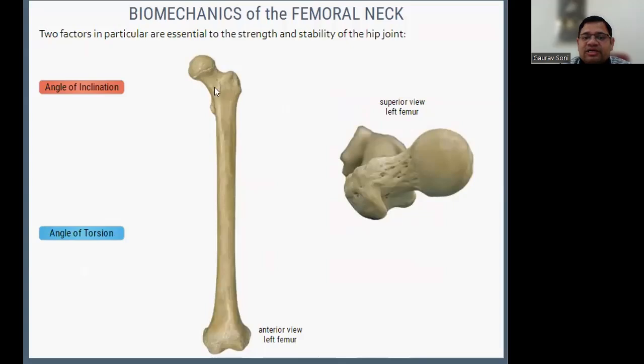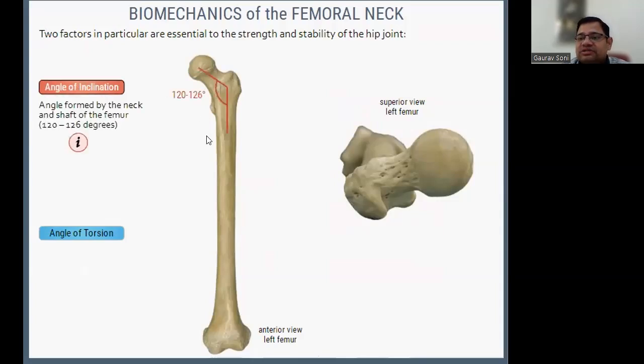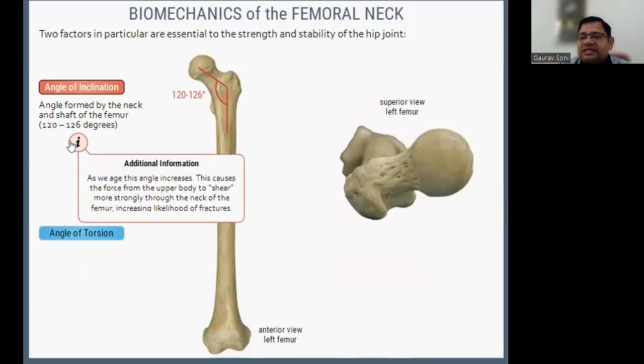The angle of the femoral neck, as you can see, is not a straight angle. It has some inclination, and this inclination is 120 to 126 degrees. The angle formed by the neck and shaft is called the angle of inclination. As the age is going to grow, as we are going to become old, this causes the force from the upper body to shear more strongly through the neck of the femur. Thus, the angle is disturbed and fractures can be more commonly involved in old age.